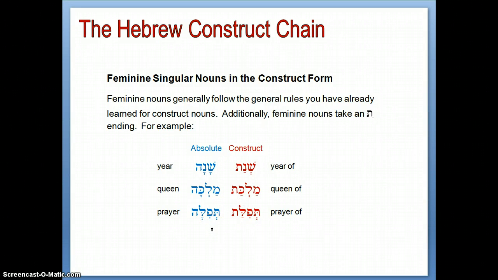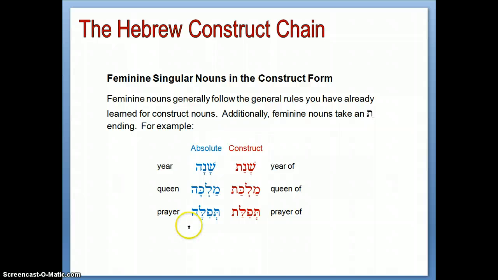Tefillah is the word for prayer. Tefilat, with a tav on the end instead of a hey, is the construct version to say prayer of. So our feminine singular forms, not only do they have a little vowel reduction, but that ending hey that we're used to seeing in a feminine singular ending, a kamets hey.